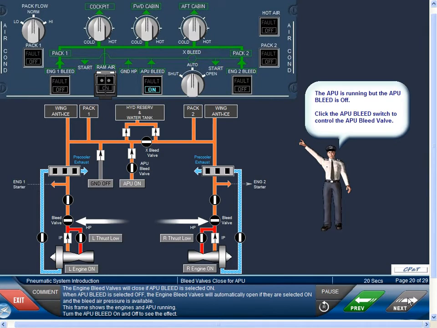The engine bleed valves will close if APU bleed is selected on. When APU bleed is selected off, the engine bleed valves will automatically open if they are selected on and the bleed air pressure is available. This frame shows the engine and APU running. Turn the APU bleed on and off to see the effect.